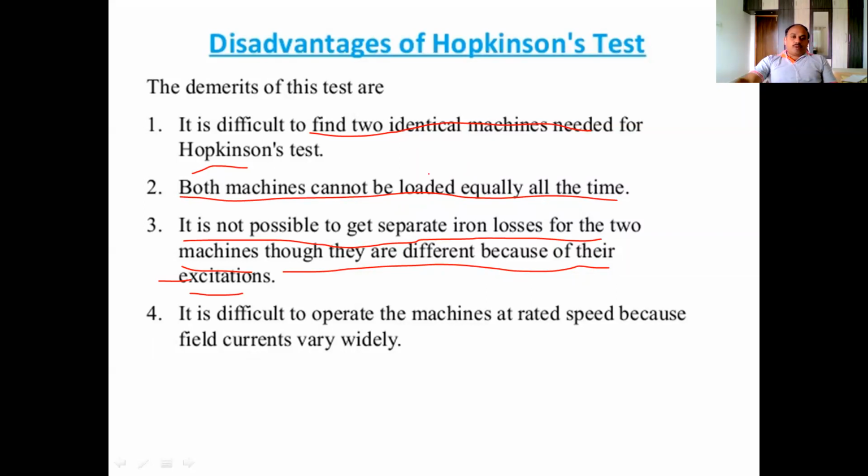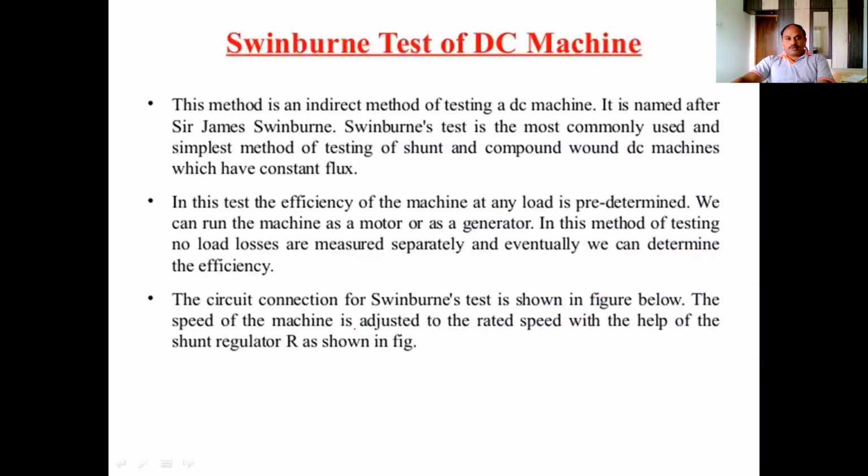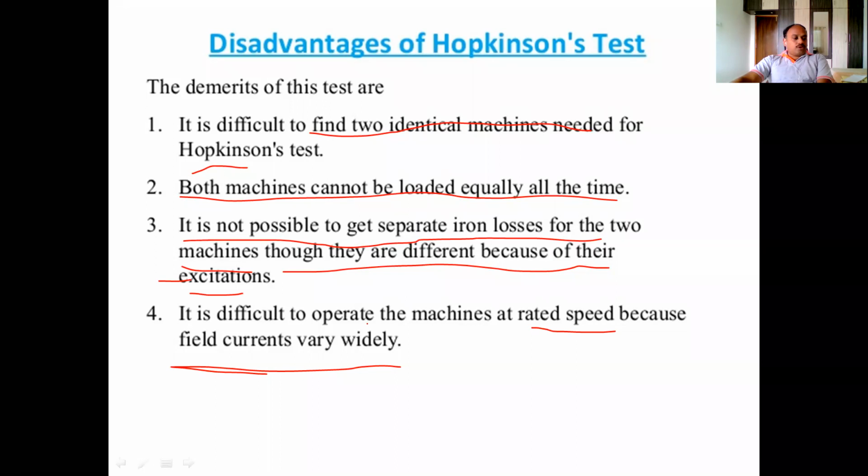It is difficult to operate the machines at rated speeds because field currents vary widely. First of all, we fix the rated speed of the motor by varying the motor field rheostat. But once the generator is loaded, the motor is also loaded, and the speed of the motor decreases. So this is also one disadvantage in this test. So this is all about the Hopkinson test.